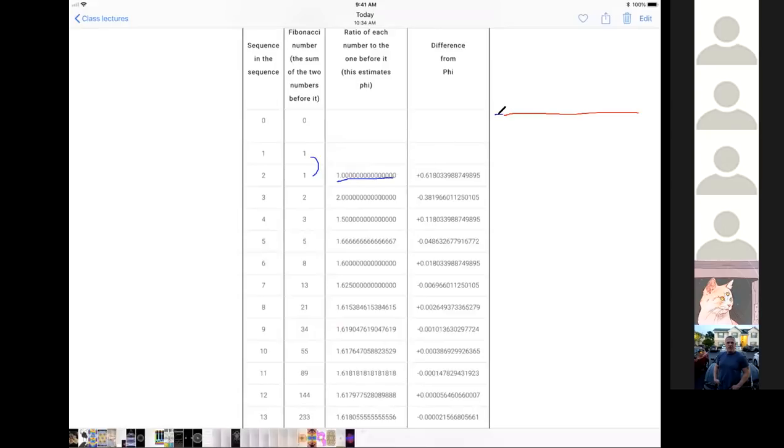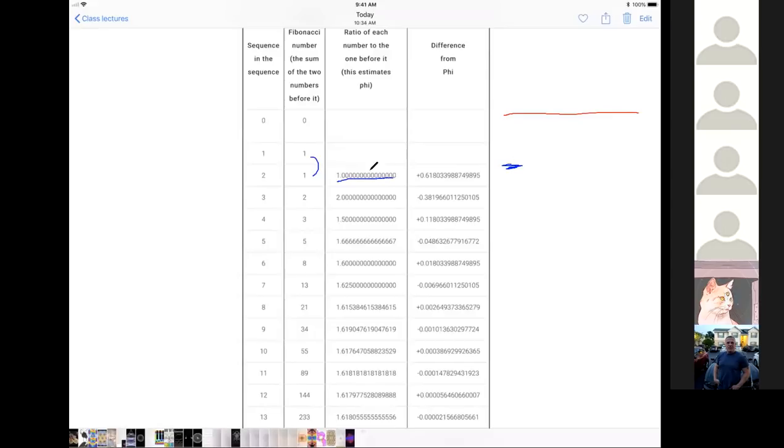If this number right here represents 1.618 going in this direction indefinitely, 1 is less than 1.618. It's all the way down here. It's a big oscillation all the way down here. Not only wrong, it's a lot wrong.